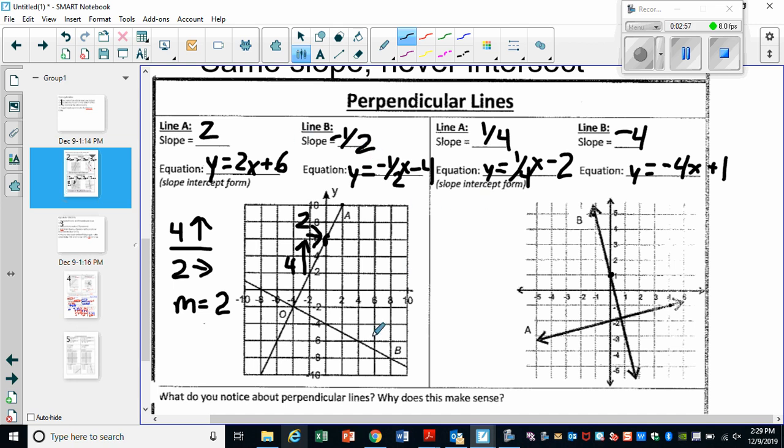Now, for our other line, line A, y equals 2x plus 6 is our linear equation. For line B, you have -1/2, so you go down 1. You only went down 1, or actually you went down 2, and then you went to the right 4. Again, you have to simplify your fraction. So we went down 2, so it's -2, to the right 4, but we have to simplify it as -1/2 times x. And that's your linear equation.